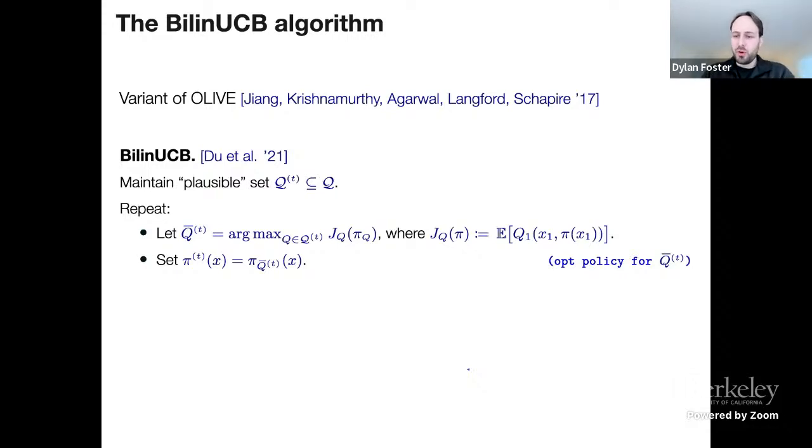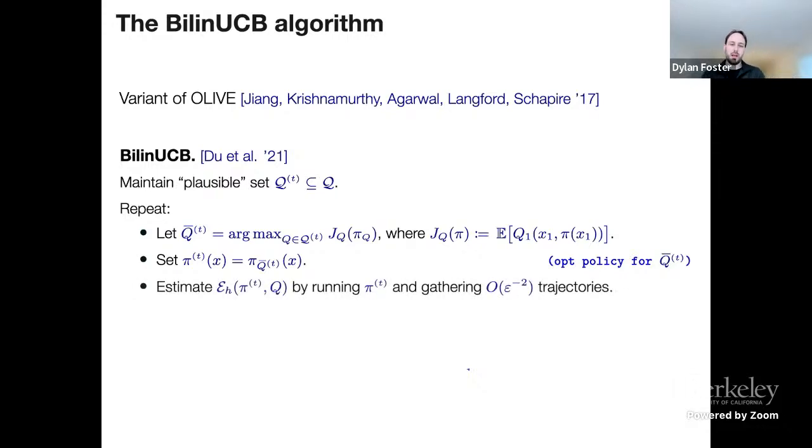And then there's two more steps. The first step, I won't go into detail about how we do this, but the idea is by running pi t for a small number of episodes, we'll be able to get an estimate for the Bellman residual under pi t that's close for all the Q functions in our Q function class.